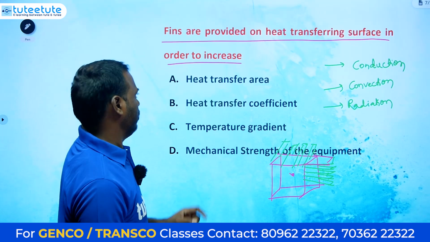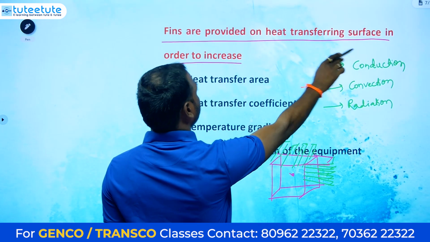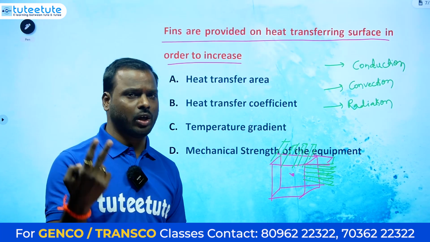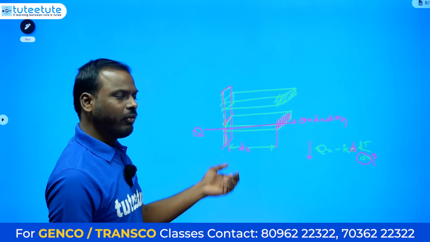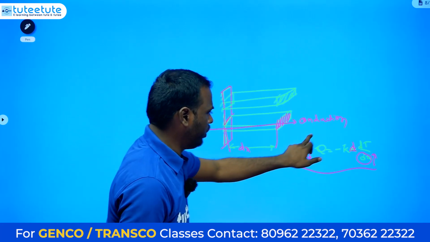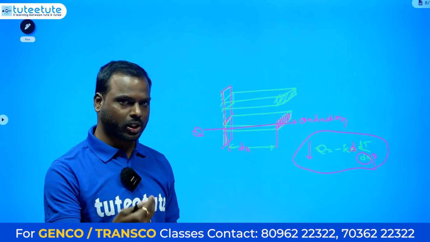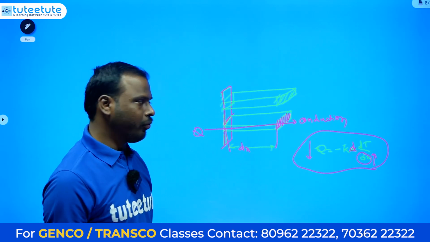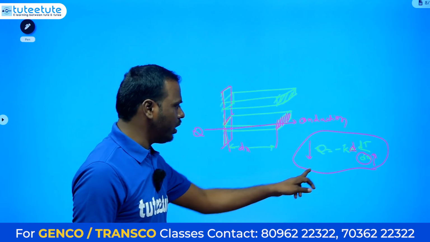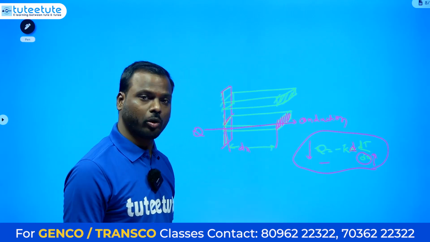Here, what is the question? Fins are provided on the heat transferring surface in order to increase the heat transfer. Generally, we keep fins only to increase the heat transfer. But here, if you look at this equation, Q is going to reduce. But our requirement is to increase the heat transfer. But here conduction heat transfer is going to decrease.